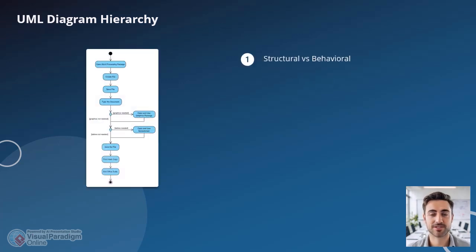UML diagrams are divided into structural and behavioral categories. Activity diagrams belong to behavioral diagrams, focusing on the flow of control rather than static system architecture.